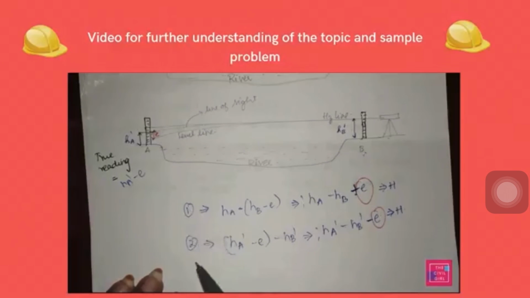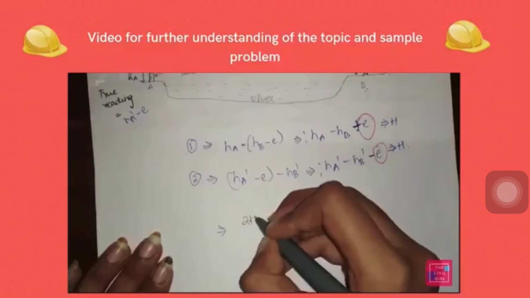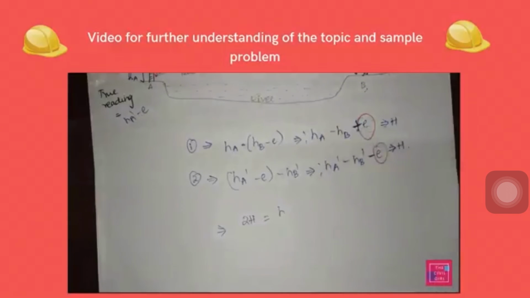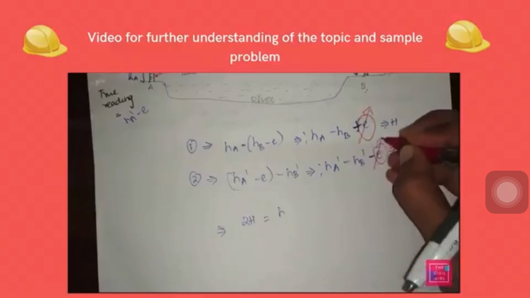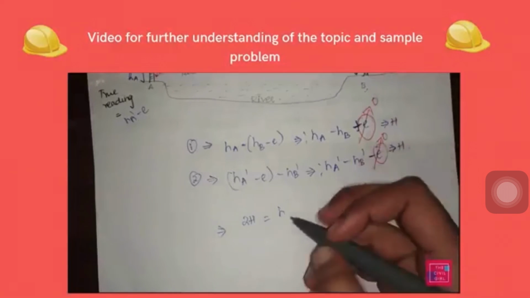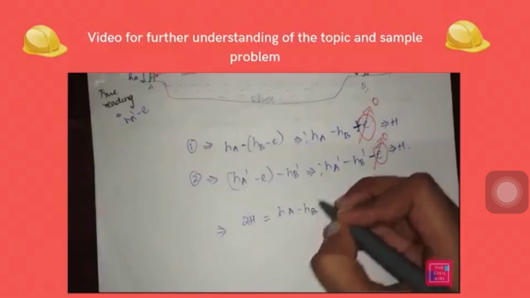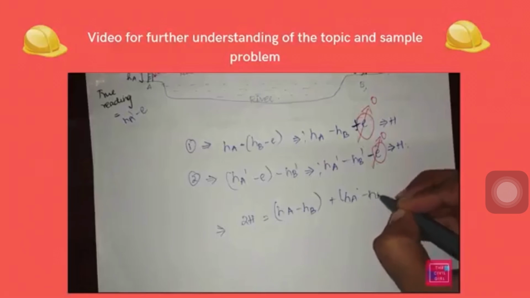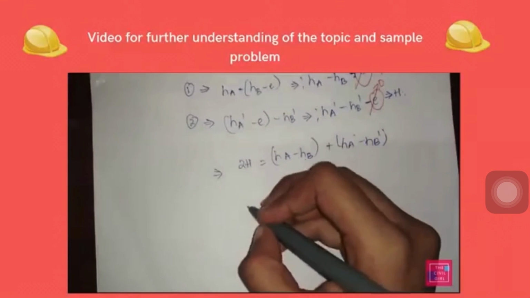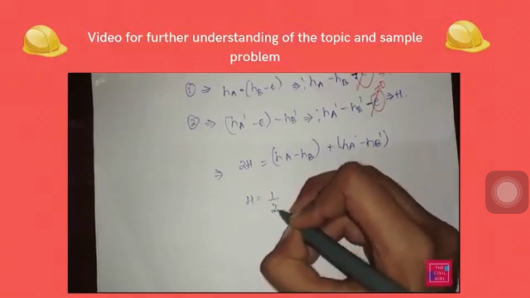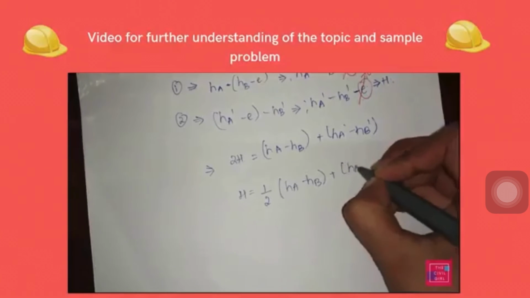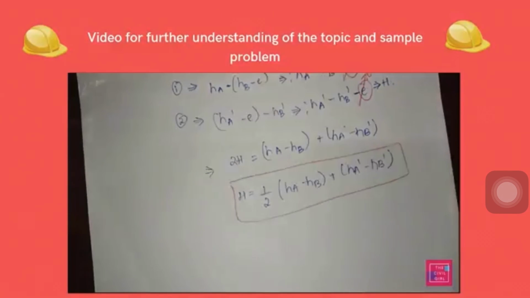So this will give us H plus H, which is 2H, is equal to... on simplifying these things, these two will get cancelled, plus and minus will cancel. On simplifying we will get HA minus HB plus HA dash minus HB dash. This can be even more simplified as H is equal to half into HA minus HB plus HA dash minus HB dash.